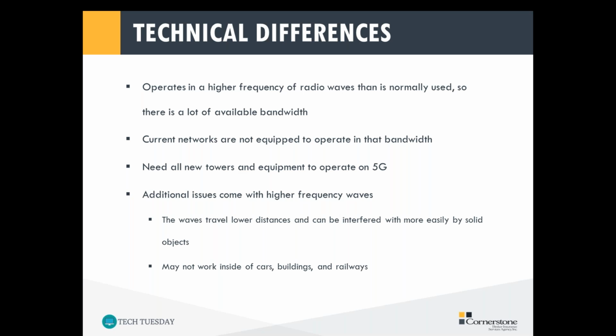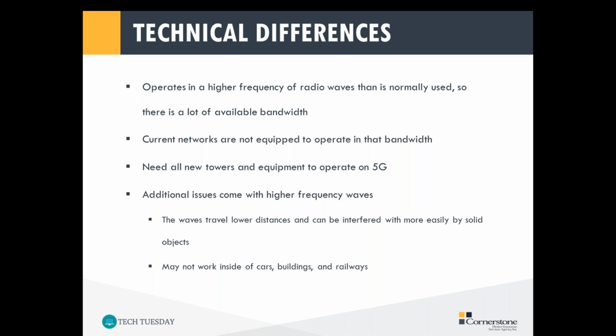Additional issues come with higher frequency waves, like they're more easily interfered with by solid objects and just noise in the atmosphere, which reduces the distance that 5G can operate on. So with a 4G network, you can send a signal from your local tower to a tower about several miles away, really, with no issue. With a higher frequency wave, that reduces quite a bit.